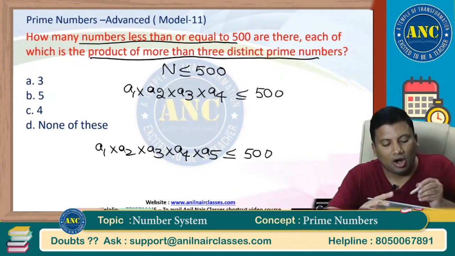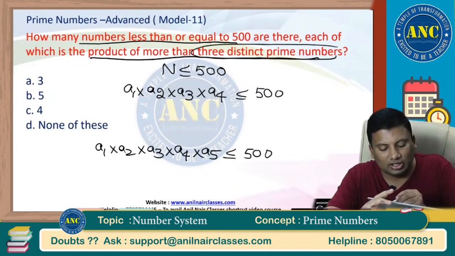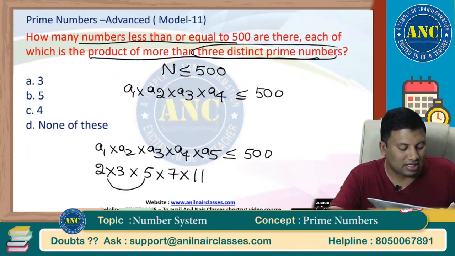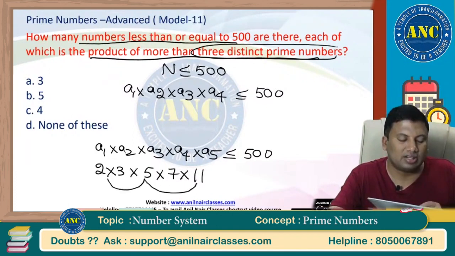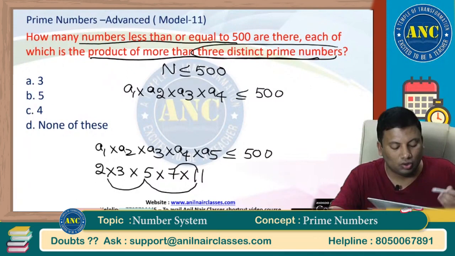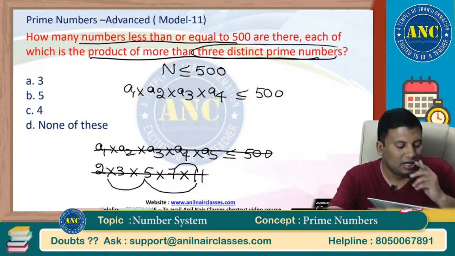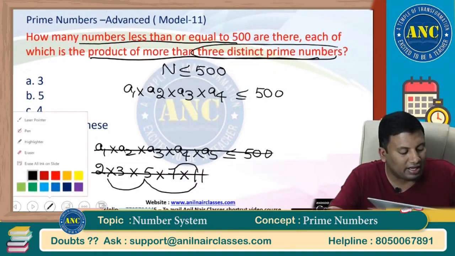Let me see. All the numbers are distinct. If I take 5, 2, 3, all of them are distinct. Into 7 into 11. 6 5s are 30, 30 11s are 330, into 7, 2000. So these more than 4 cases will not come. I hope it is clear. The product is getting greater than 500.